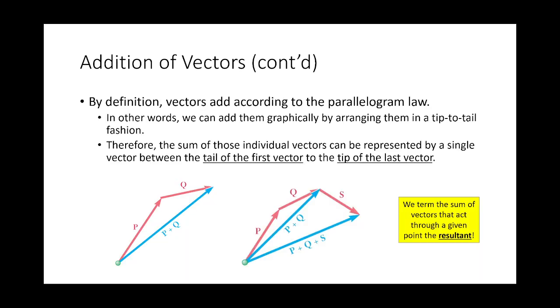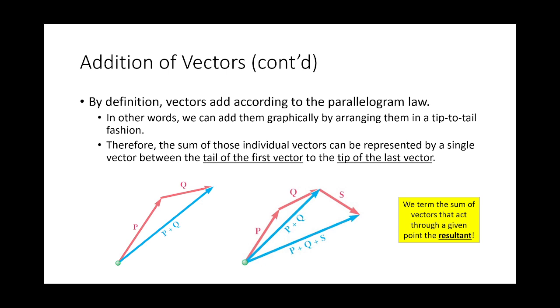Now, from a graphical perspective, and by definition, vectors add according to what I'm calling the Law of Parallelograms, which is basically a trigonometric or graphical approach to adding vectors. We can arrange vectors in a tip-to-tail fashion, and sum those individual vectors by drawing the resultant from beginning to end. The easiest way to explain that is right here. Let's say I have a particle, a point, and I have 2 loads applied, load P and load Q.